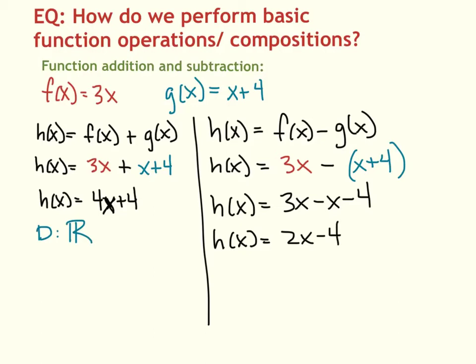Okay, 2x minus 4 is just a line, right? Yeah, it goes forever left, forever right. What's the domain of this? All real numbers.